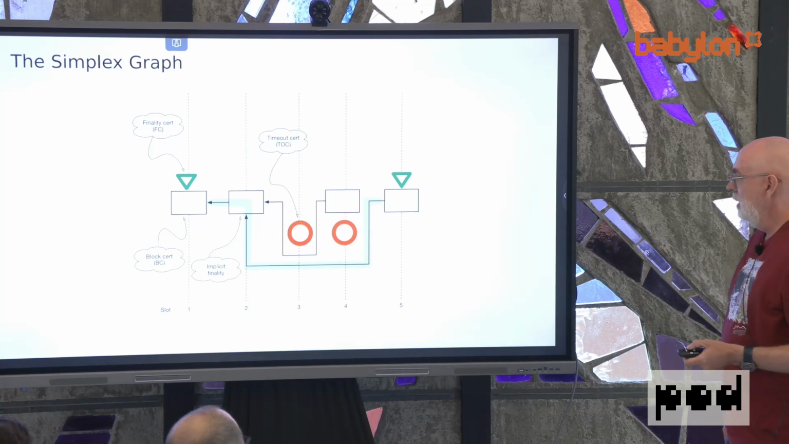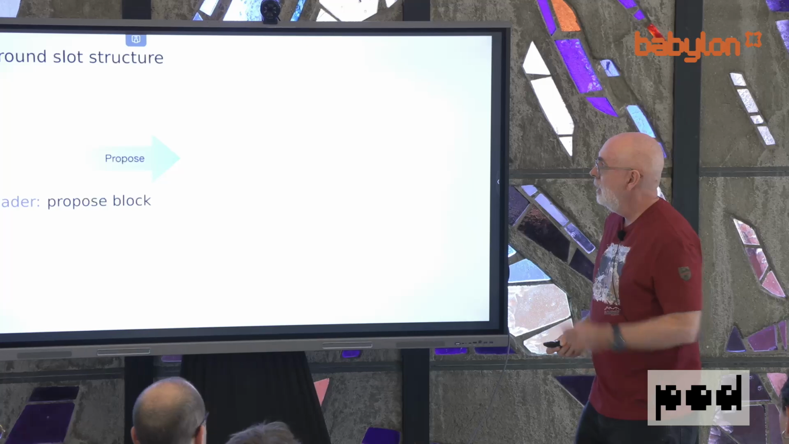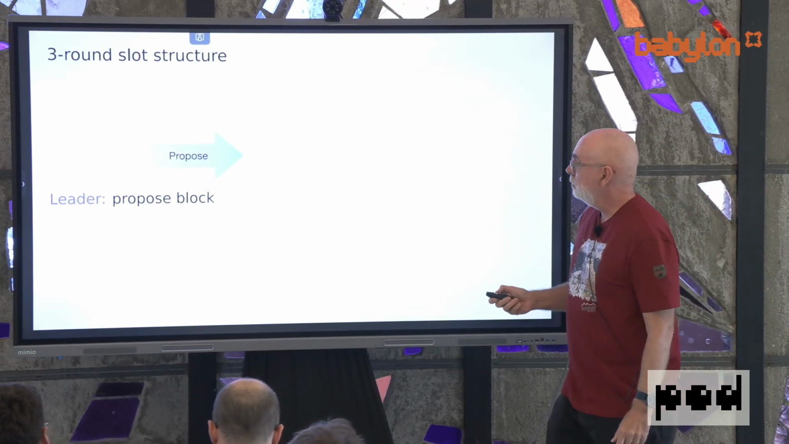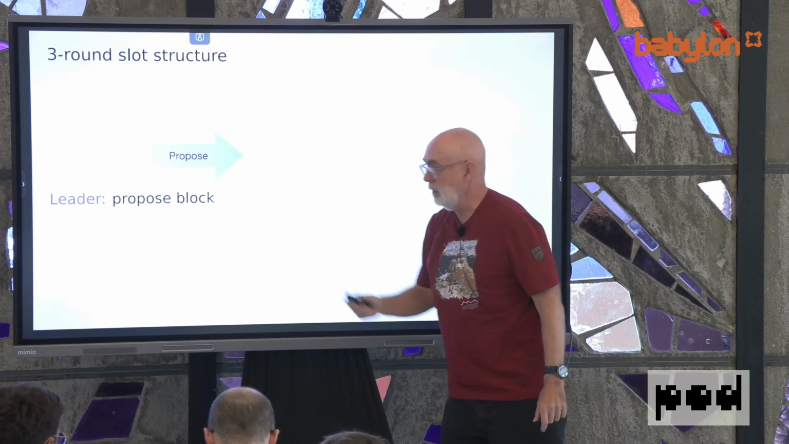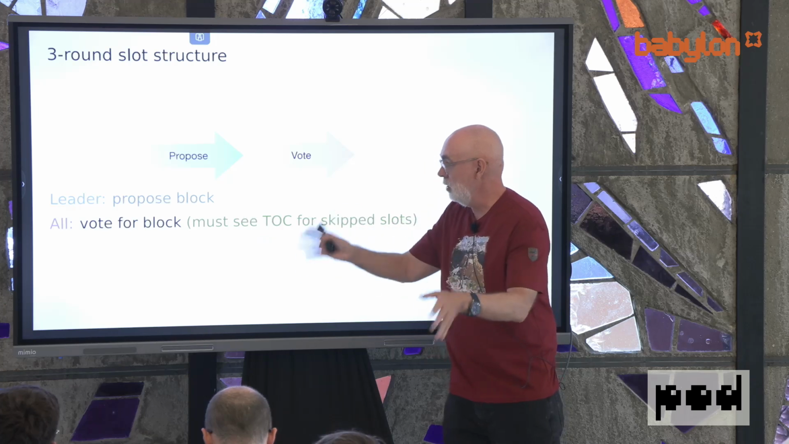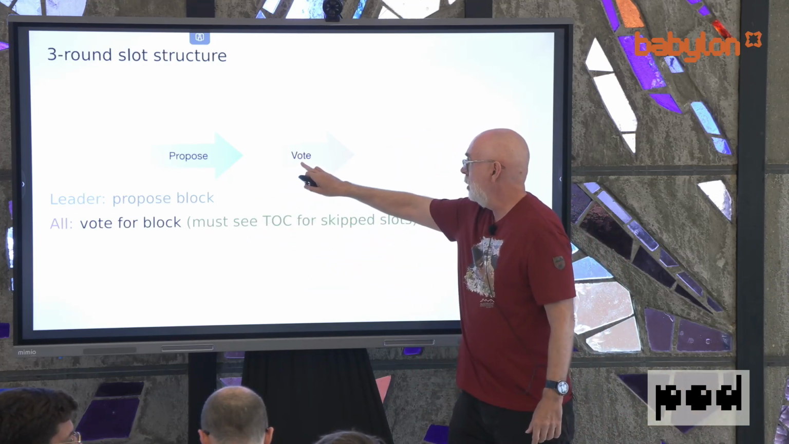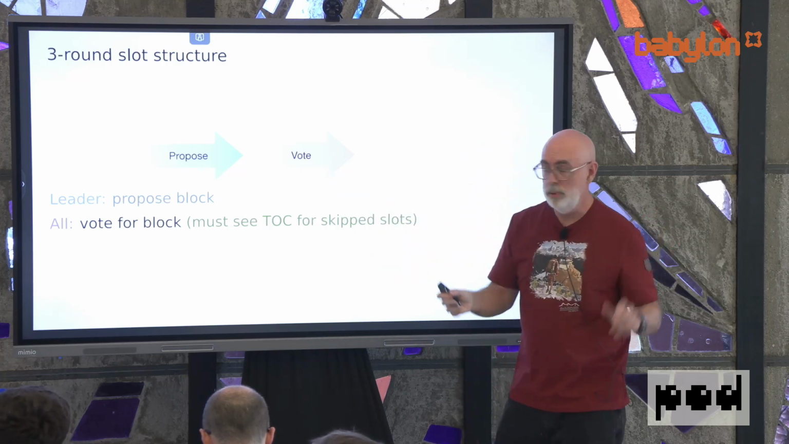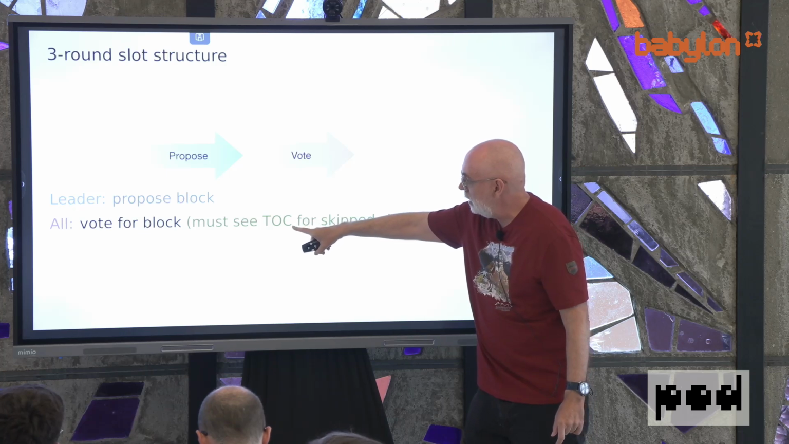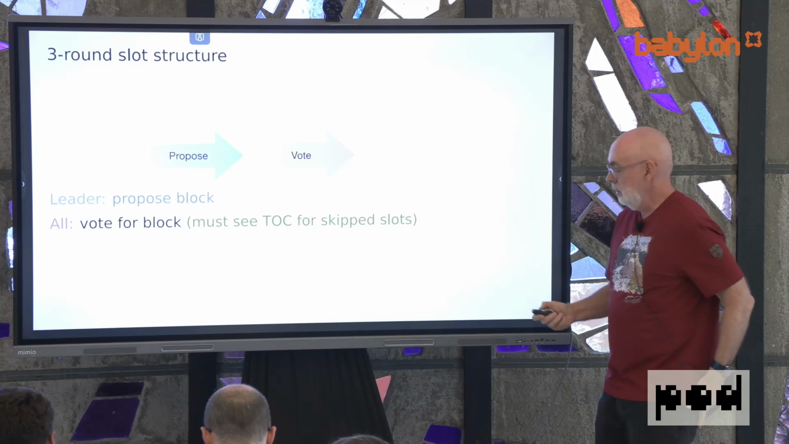Okay, so that's Simplex at a high level. At a slightly lower level, in each slot, there are 3 rounds of communication. First round, the leader proposes a block. Second round, there's an all-to-all voting that occurs. So all parties, when they receive the block, will send everybody else a vote for that block. And we can implement that rule that you only vote for a block if you've seen timeout certificates for any skipped blocks. That'll automatically enforce this skipping rule.